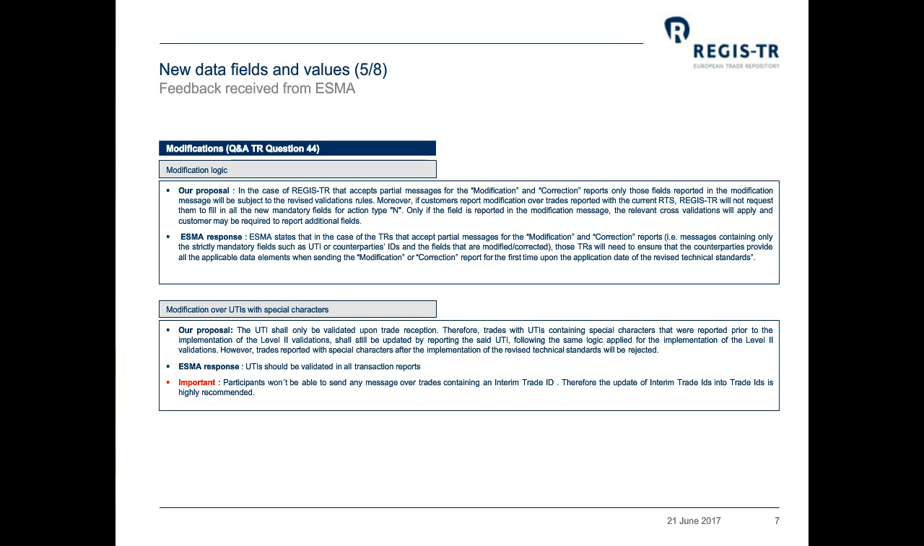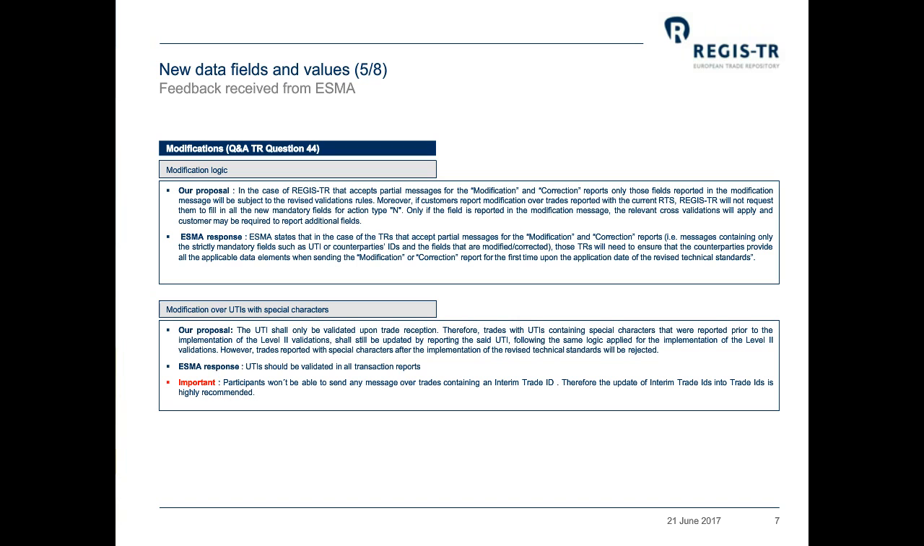Sorry, I forgot to say something. Regarding modification, there is another important point to be considered by participants, which is that trades identified with an interim trade ID will need to be updated with a trade ID before the revised technical standards implementation, so that participants are able to send further messages over that particular trade after November the 1st.